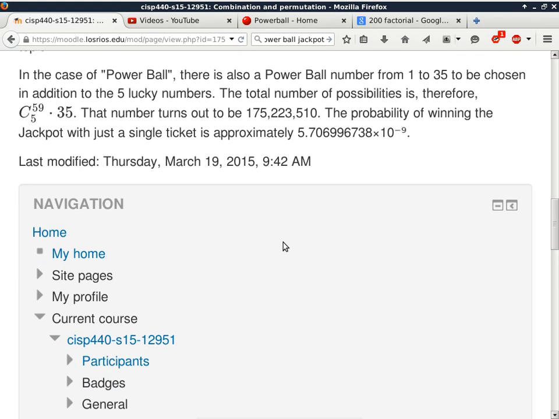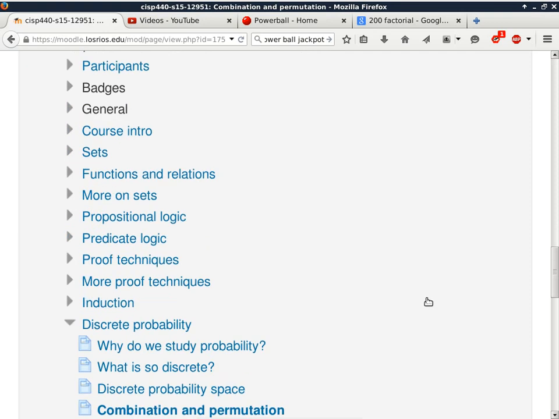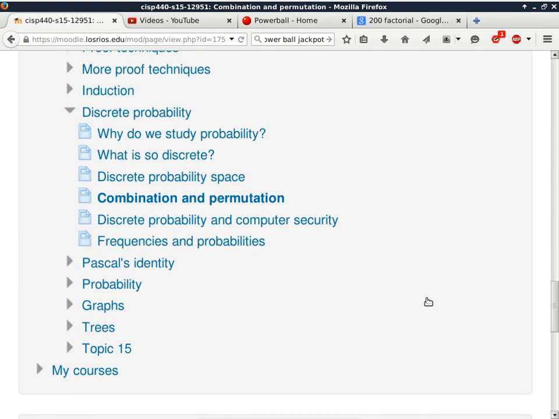Okay, so the rest of this slide is really the same stuff that we have talked about, except for this one, which is the reciprocal of 175 million something. That's basically the probability of winning if you just buy one single ticket, which is pretty small. 5 times 10 to the negative 7th percent. That is small. Okay, so the next question is, what if you never played Lotto? Why would you still be interested in probability or combinations or permutations or anything like that?